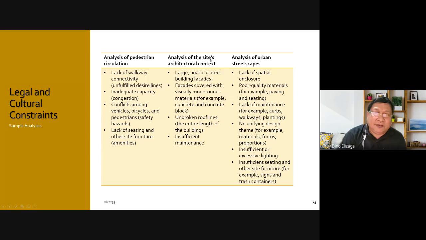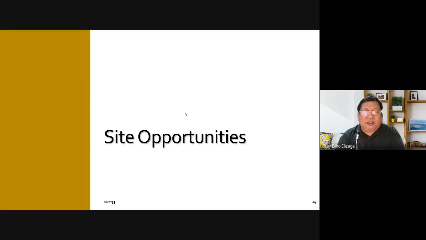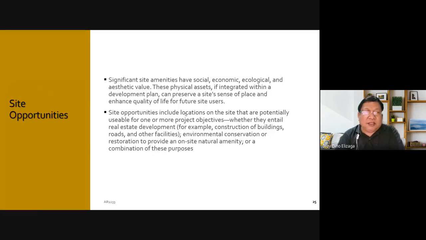Another is an analysis of site architectural context. You would identify large and articulated building facades covered with visually monotonous materials, unbroken roof lines, and all others. You can also do analysis of urban streetscapes. Just read the text here. So you have constraints, and so you also have opportunities. It says here that significant site amenities have social, economic, ecological, and aesthetic value. These physical assets, if integrated within a development plan, can preserve a site's sense of place and enhance quality of life for future site users.